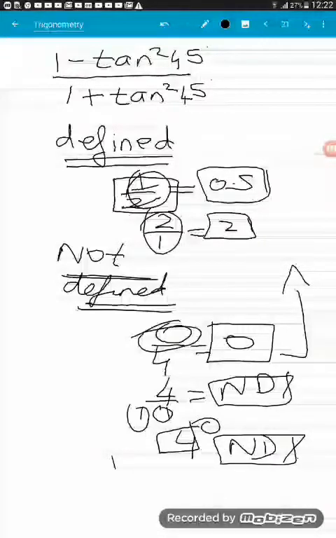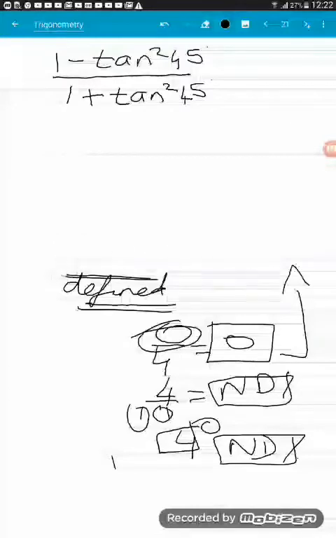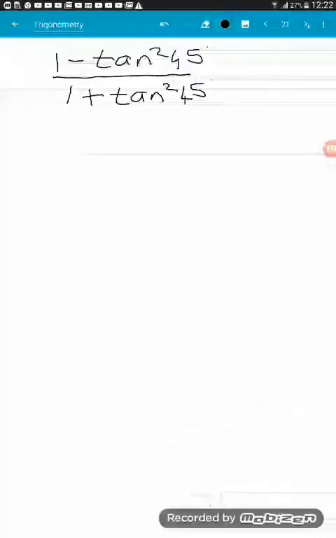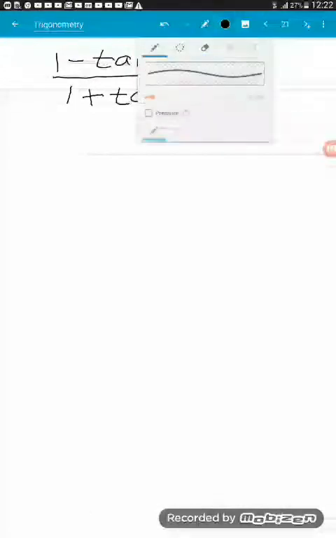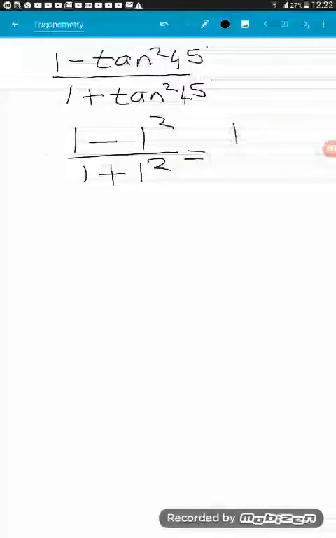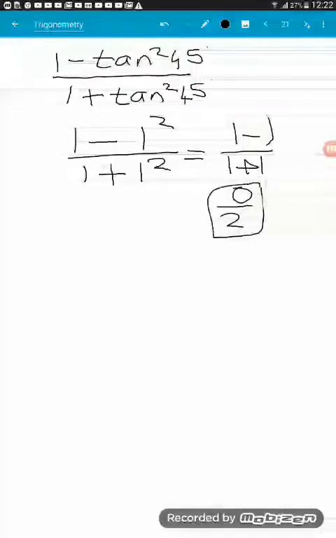So now we will move on to the other question, where we have to find this. Now I think you understood the difference between defined and not defined. Now we will move on to the question. 1 minus tan square 45 is nothing but 1 square by 1 plus 1 square, so it will be 1 minus 1 by 1 plus 1. So 1 minus 1 is 0 and 1 plus 1 is 2, so 0 by 2 is nothing but 0.